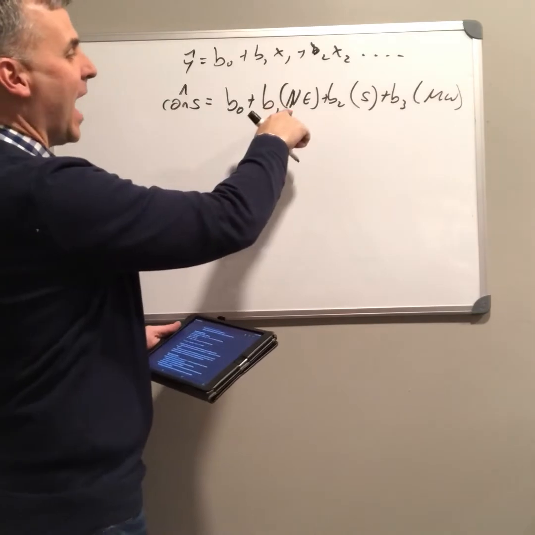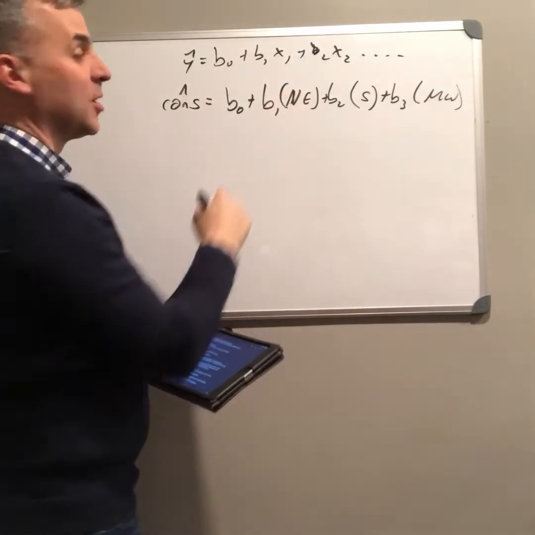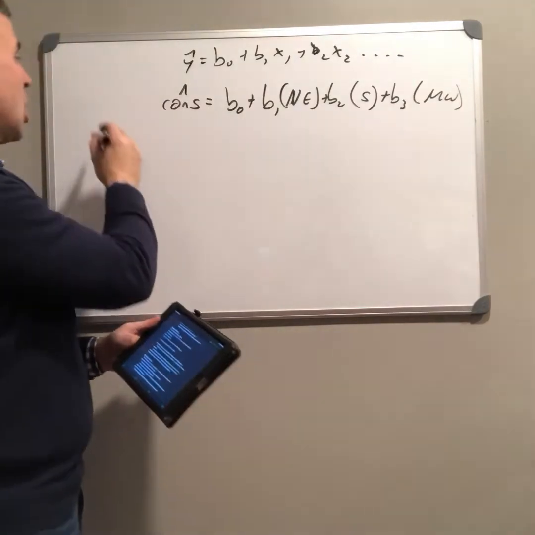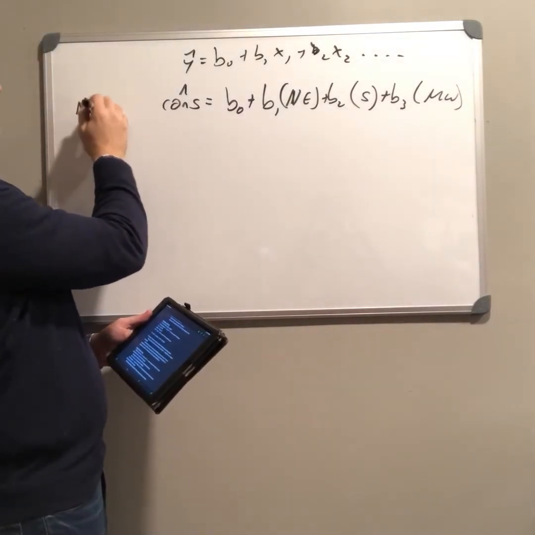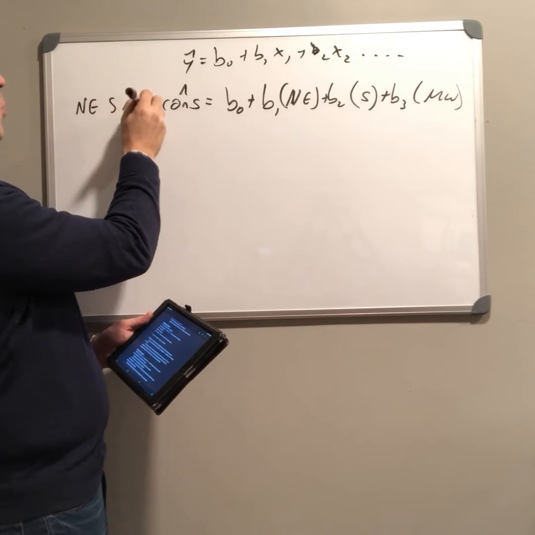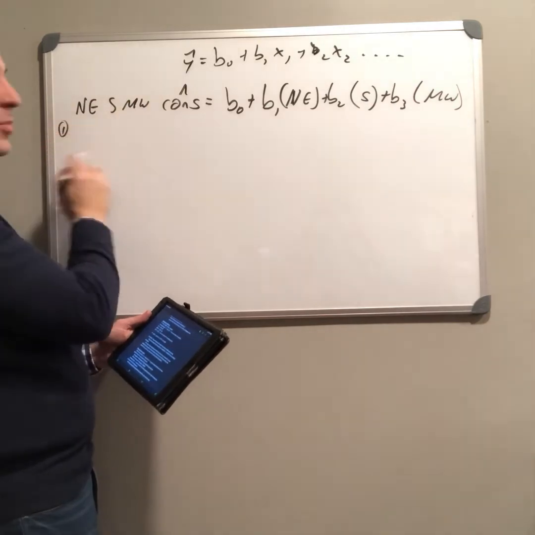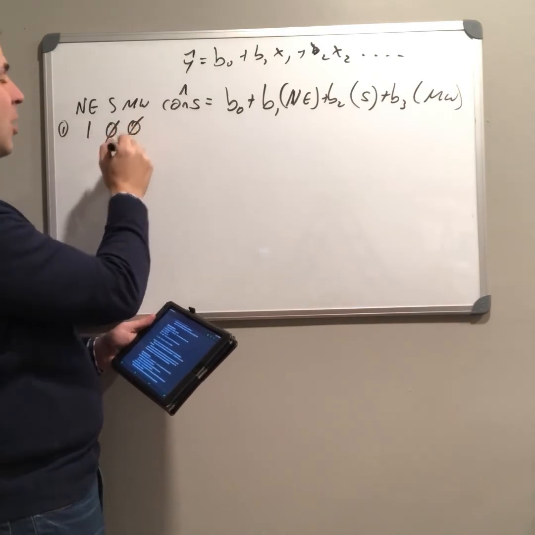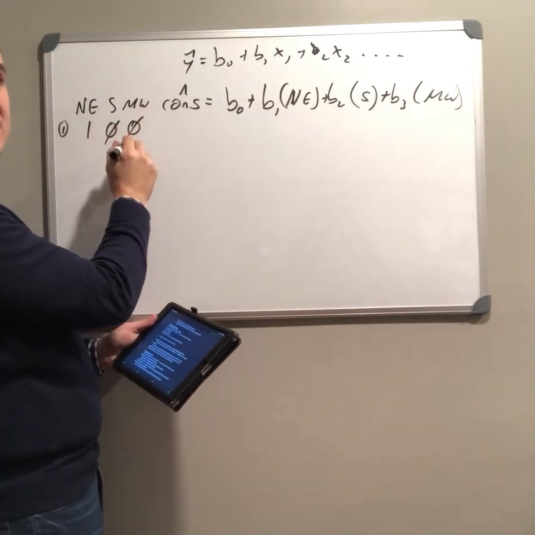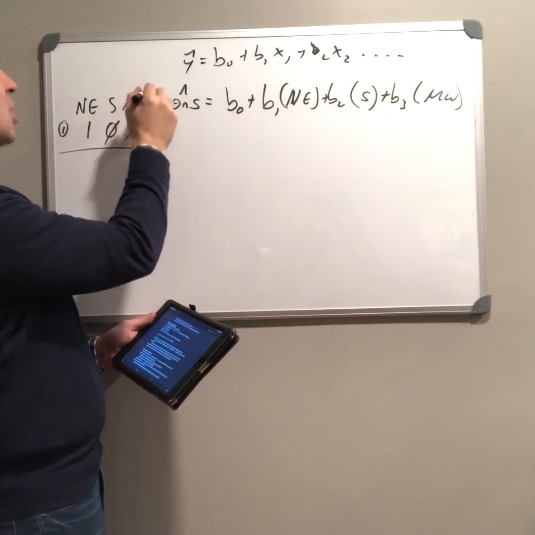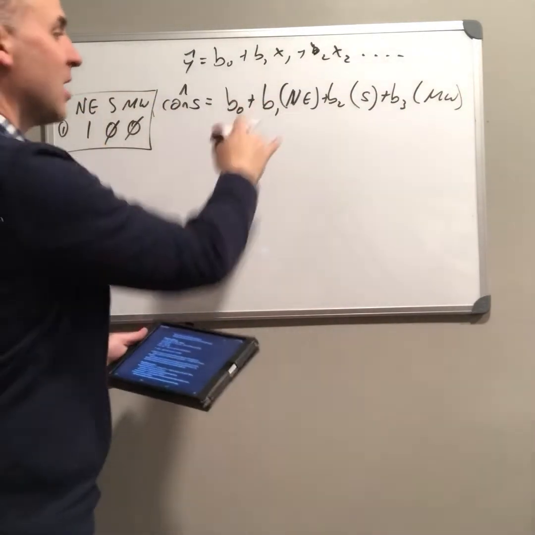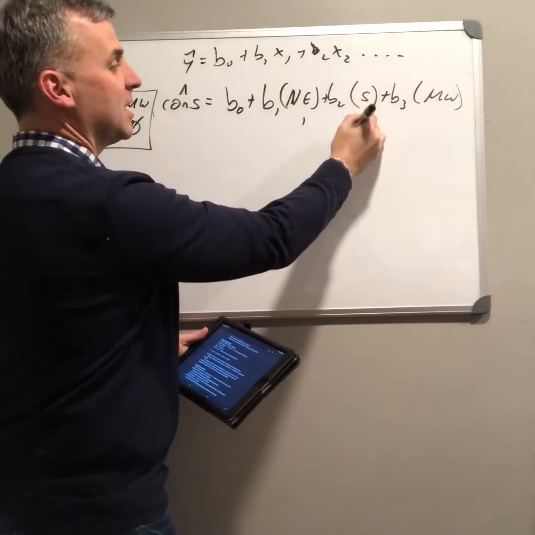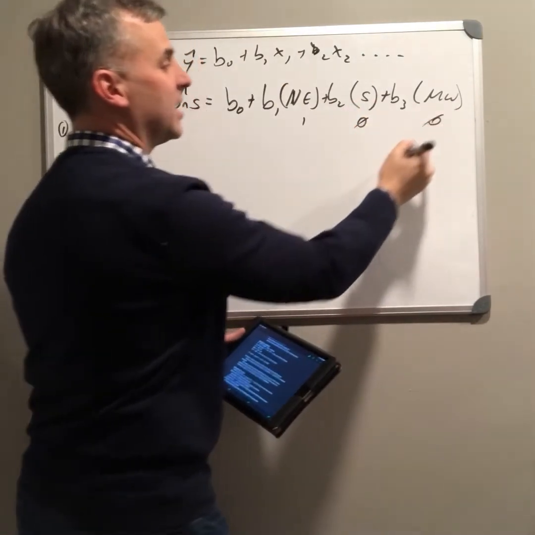So let's consider what happens if I'm from the northeast. Right? If I'm from the northeast, now remember, if I was going to code that person, I have northeast, south, and Midwest. So for that person, being from the northeast, they get a 1. Being from the south, they get a 0. Being from the Midwest, they get a 0. These are their values on those variables. So let's plug that in. Being from the northeast, you get a 1. Being from the south, you get a 0. Being from the Midwest, you get a 0.